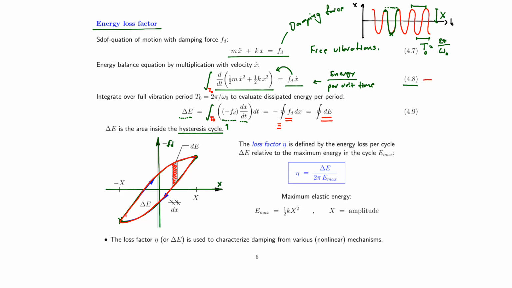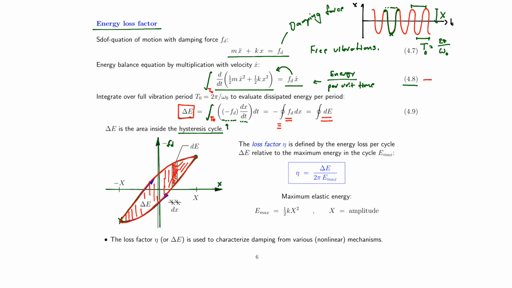So from this argument, we obtain that the area inside the hysteresis loop that we generate over a single vibration period, when we plot the damping force as a function of the displacement, gives us the dissipated energy per period. And that's a measure for damping.